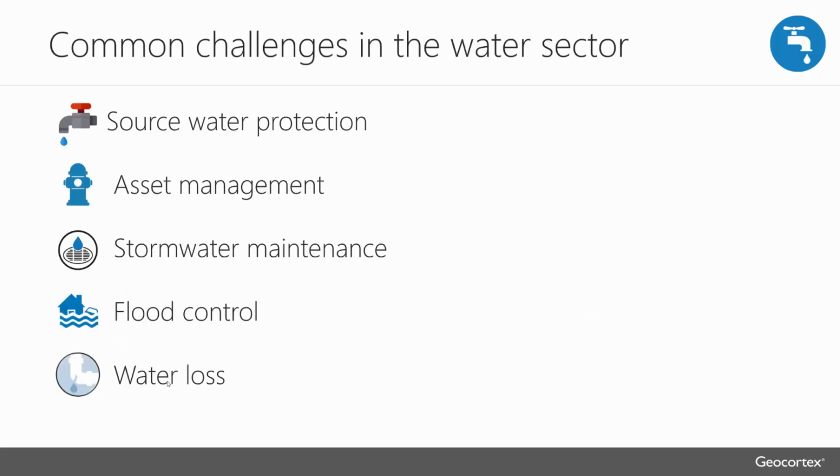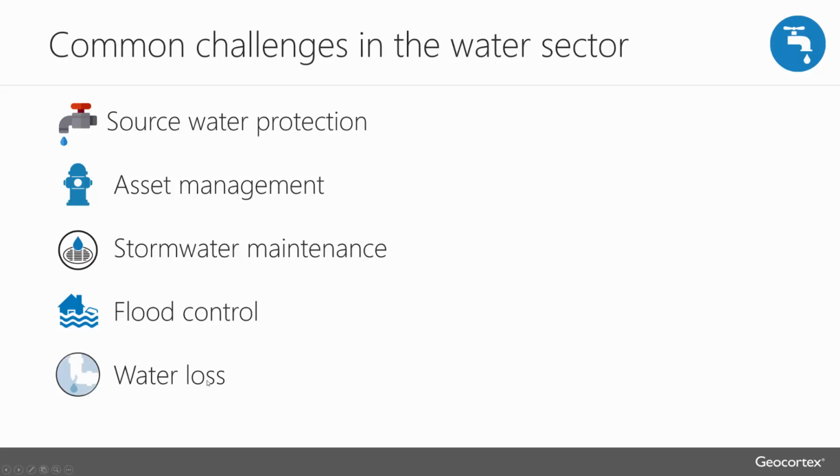As you all likely know, the public works and utility sectors can be extremely diverse with different departments responding to various operations and challenges. Our water webinar series is highlighting how you can streamline some of these common processes through WebGIS principles, with our first webinar touching on source water protection. Today we'll be reviewing how you can use WebGIS to streamline asset management and stormwater maintenance, and our final webinar next month will review how organizations are managing flood control and responding to water loss with WebGIS.